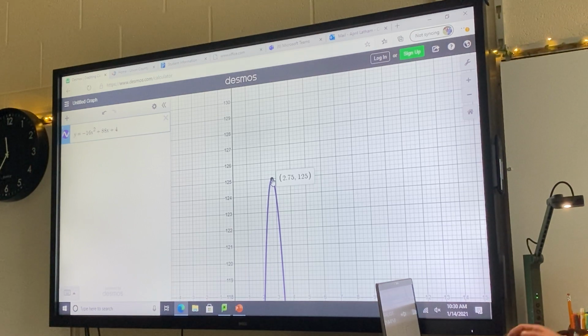Okay, so we know it's not D because it didn't reach its maximum height at 4 seconds. It reached its maximum height after 2.75 seconds.